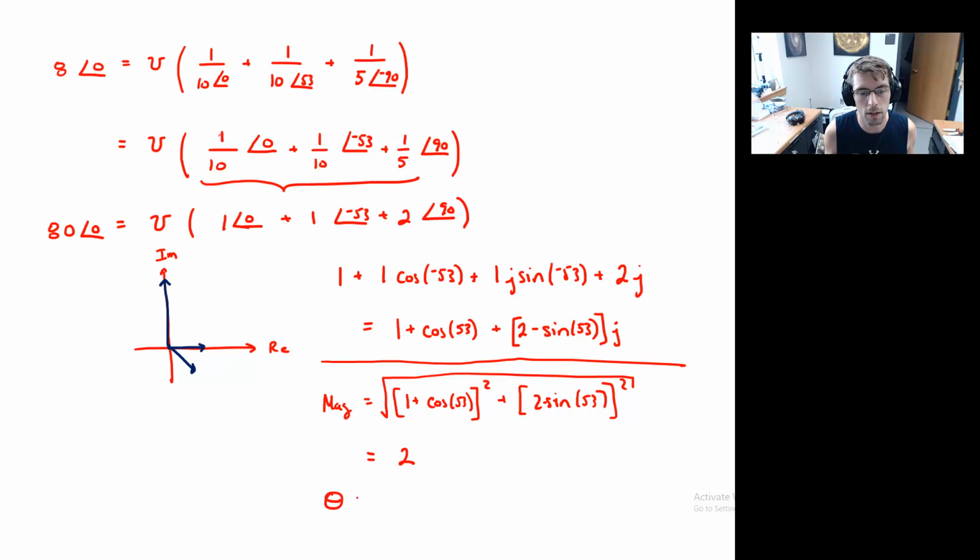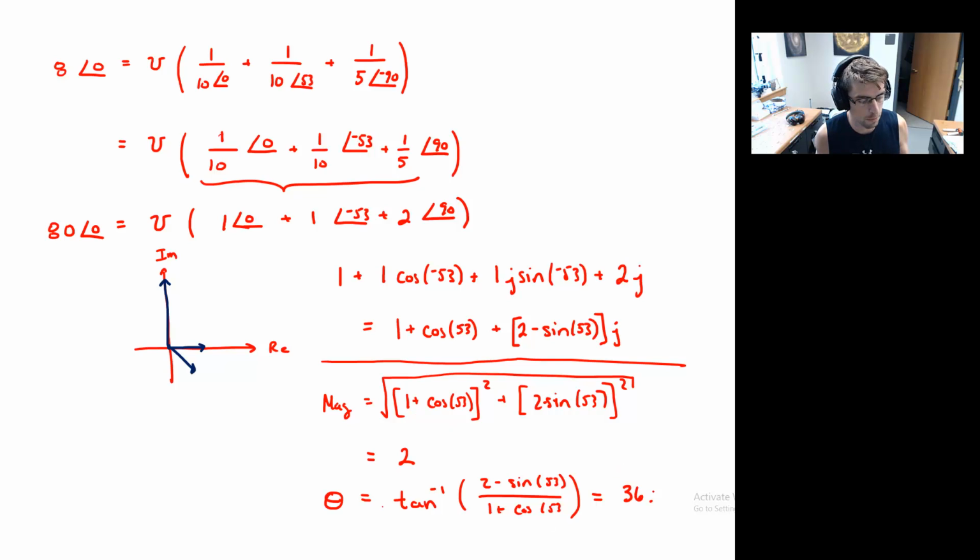And we can get the angle as well. The angle is simply the inverse tangent of the imaginary component divided by the real component. Excuse me, that's a cosine. And so let's get that while we're at it. And so I get 36.9 degrees.